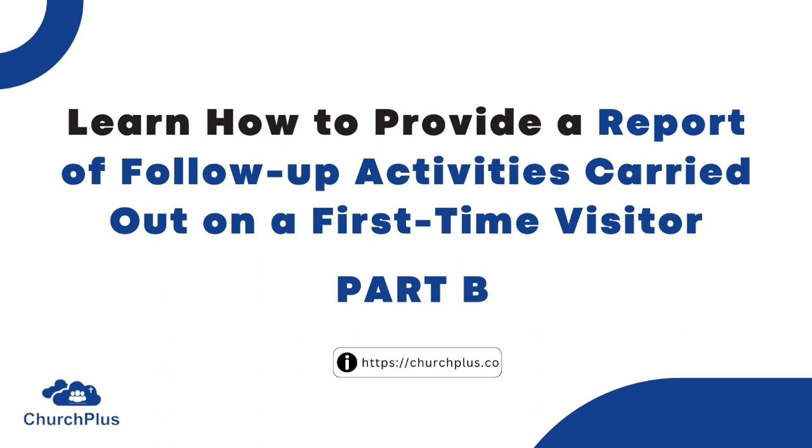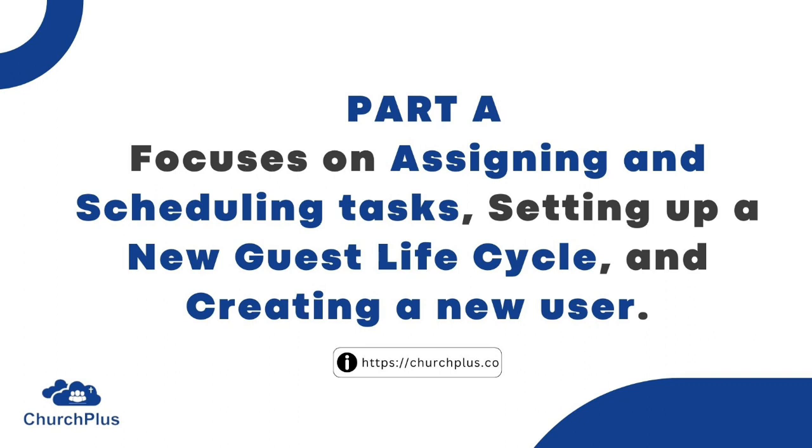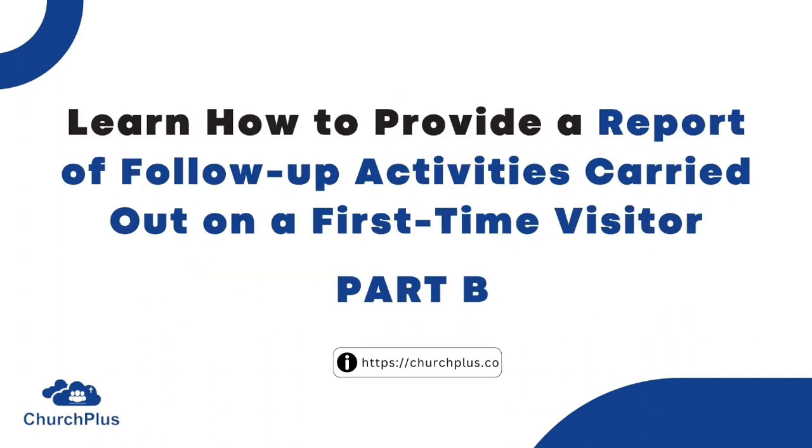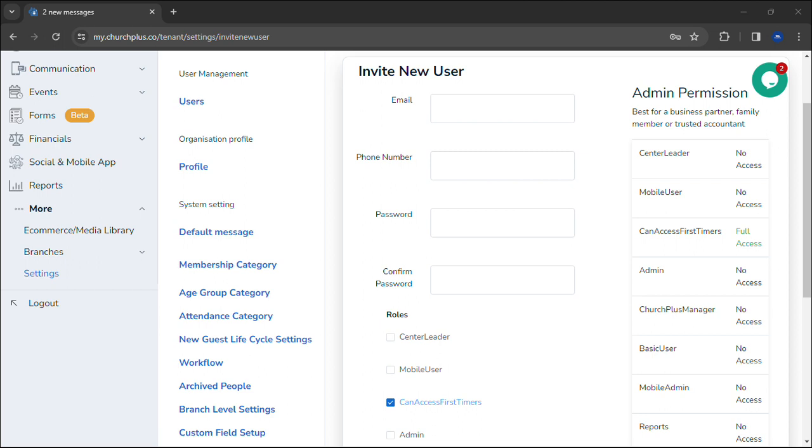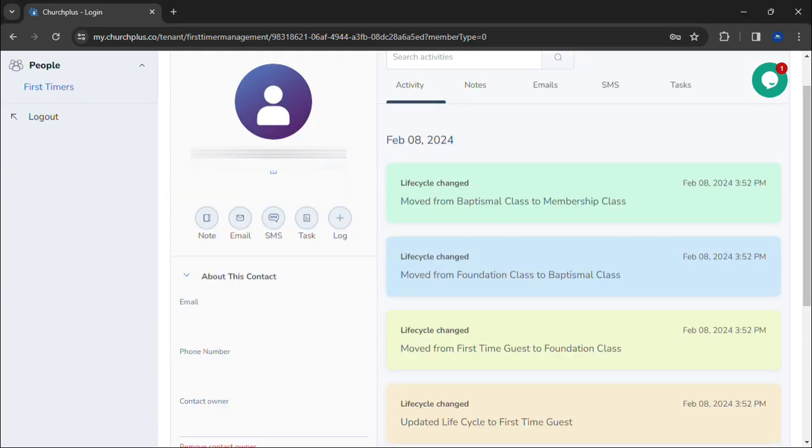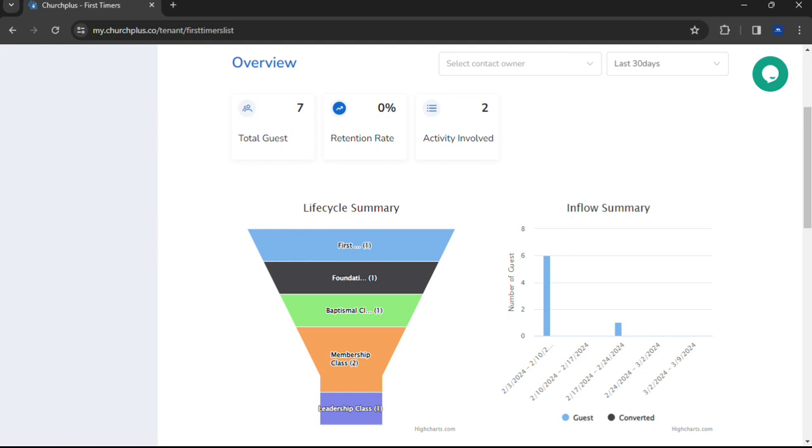This is the concluding part of a step-by-step guide on how to effectively follow up with first-timers. In this section, we will focus on how to submit a report properly regarding the assigned follow-up activities for first-timers. With the Can Access First-Timers role, the follow-up person can access and follow up on all first-timers assigned to them, providing real-time feedback using the software.